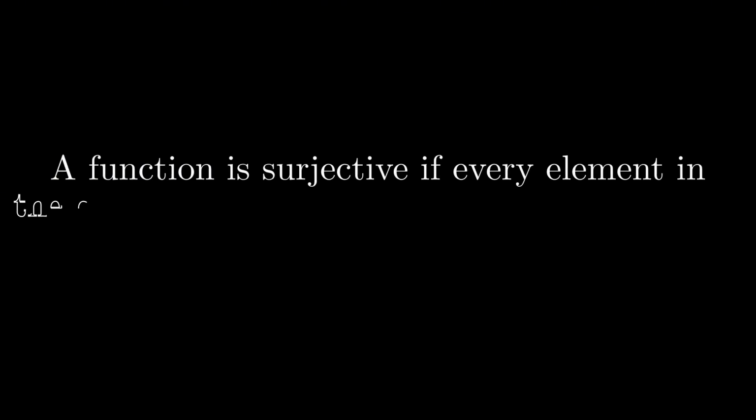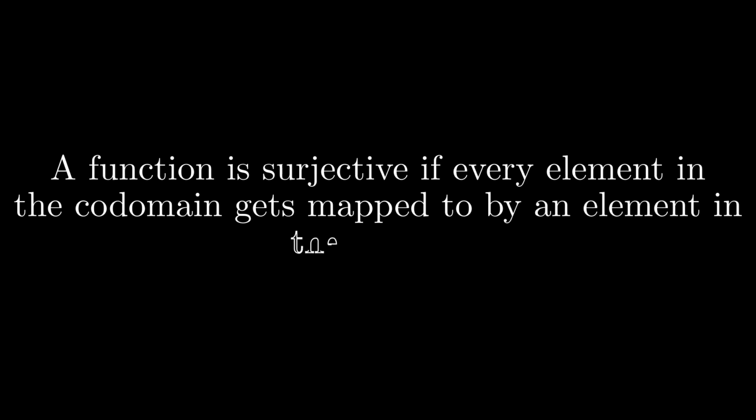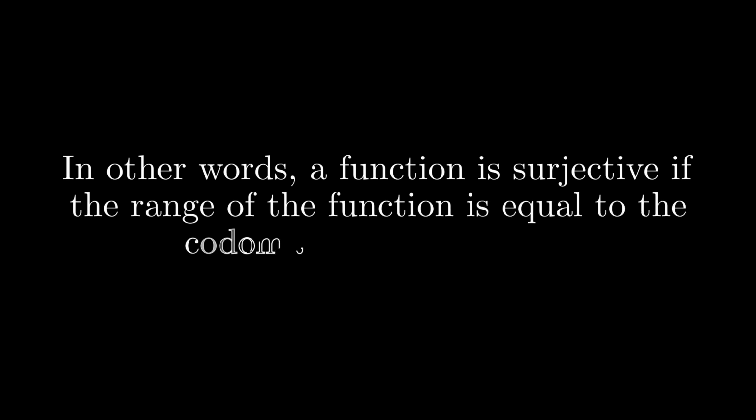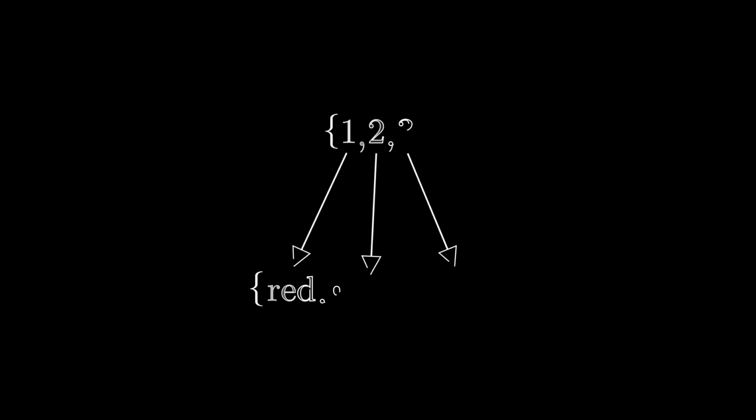Next, let's talk about surjective functions. A function is surjective if every element in the codomain gets mapped to by an element in the domain. To use the terminology we discussed earlier, a function is surjective if the range of the function is equal to the codomain of the function. Let's look at an example of a surjective function.